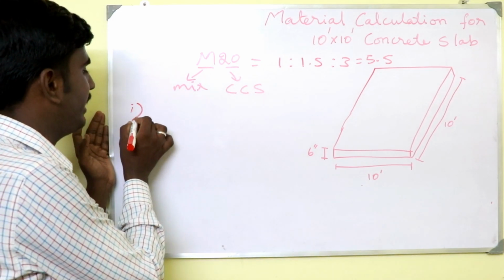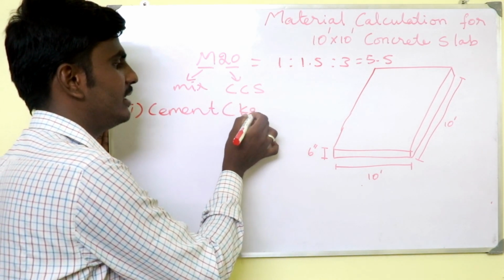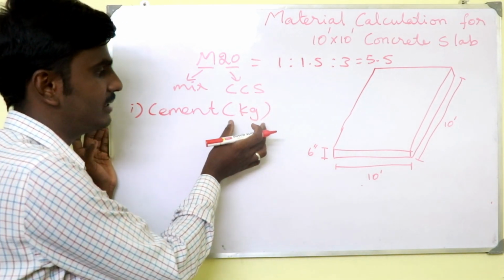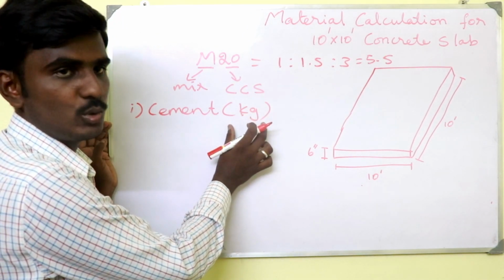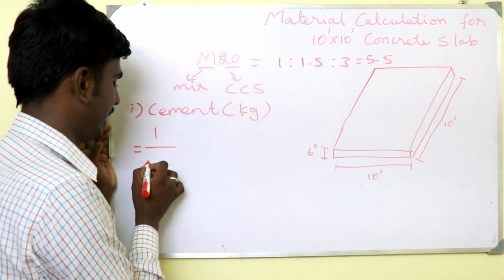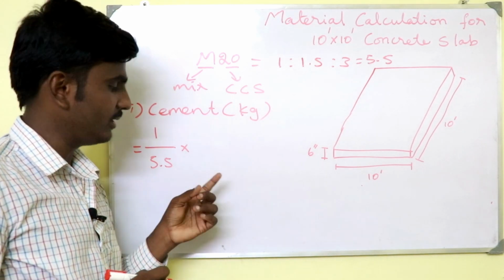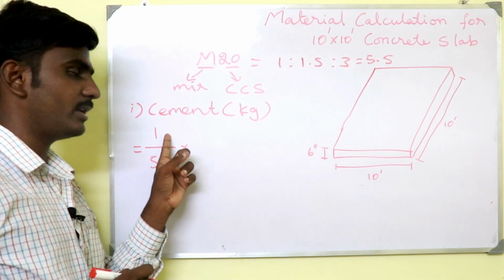First, we can find the cement content. Cement content is mostly in the unit of kilogram, keep that in mind. So how much cement is going to be added? 1 part among 5.5 parts. Among 5.5 parts, 1 part is cement.